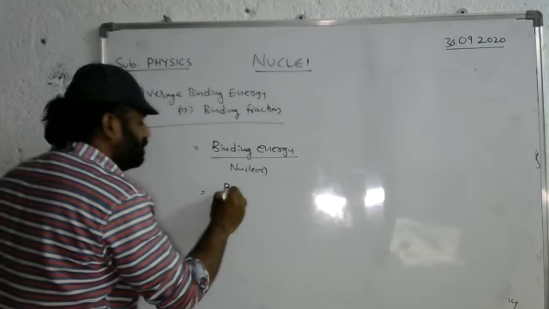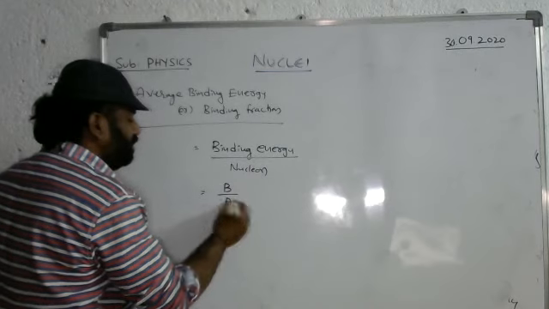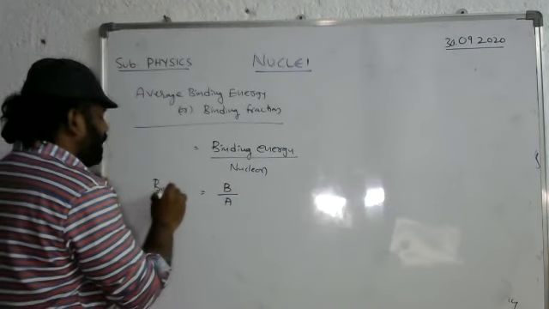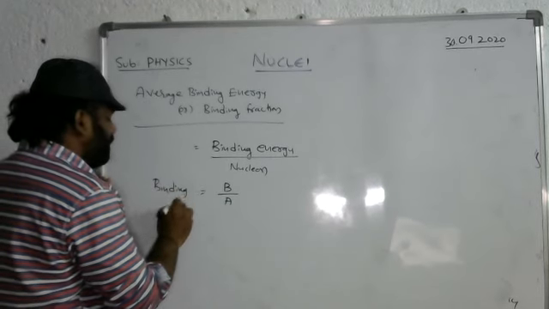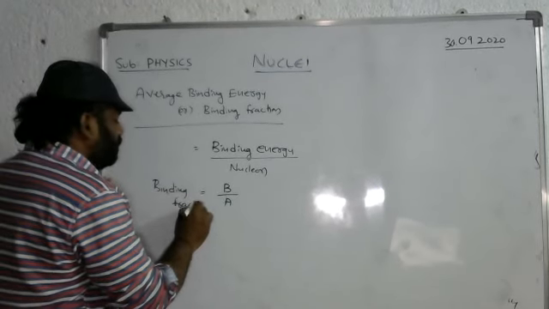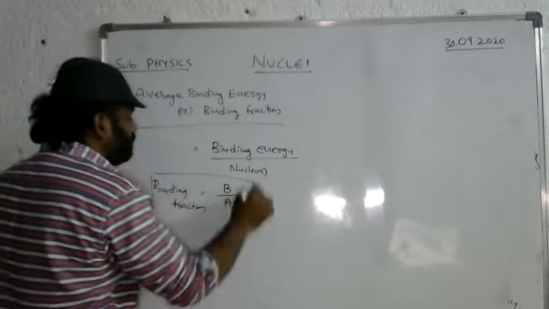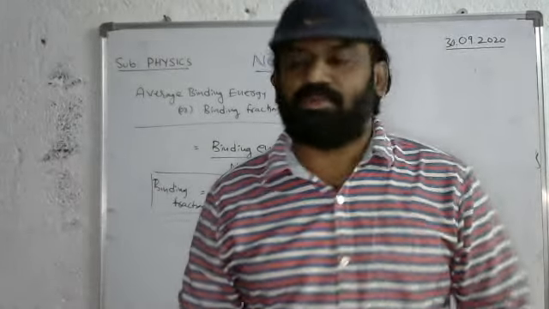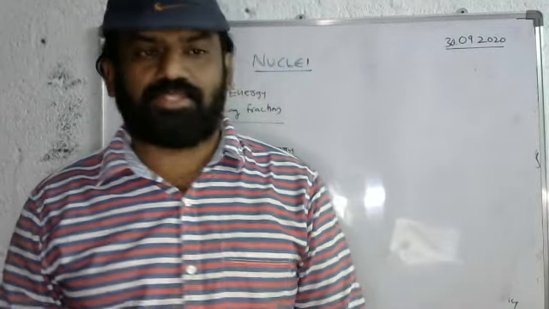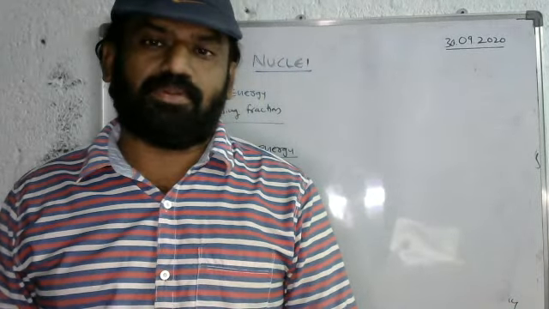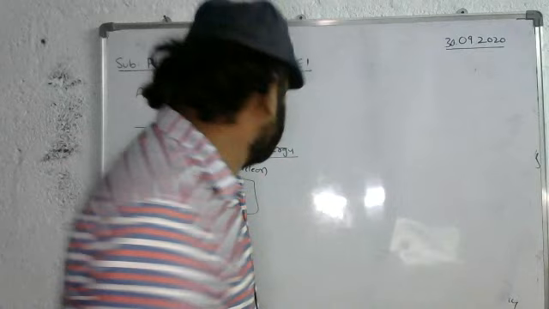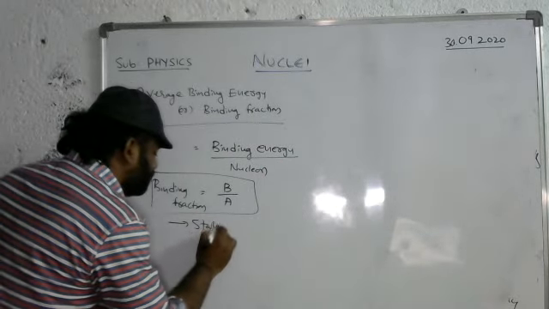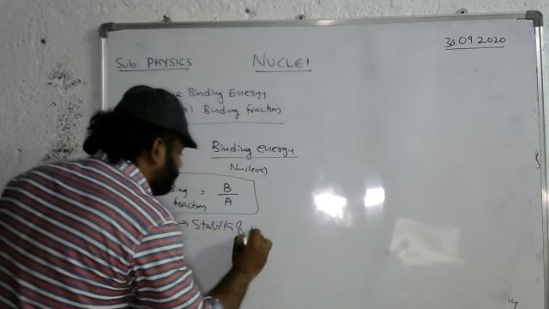Binding energy is represented by B and A. This is called binding fraction, which gives the information about the stability of the nucleus.